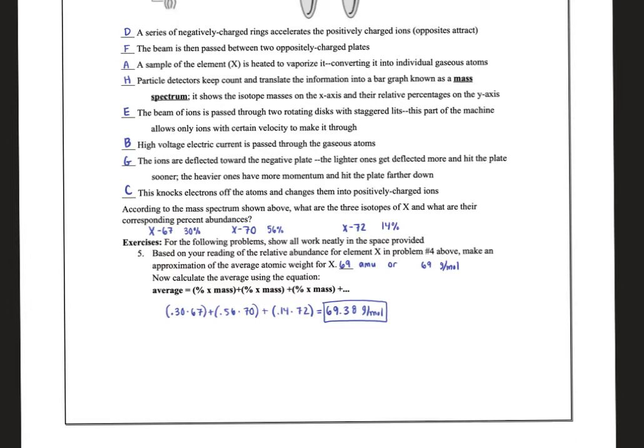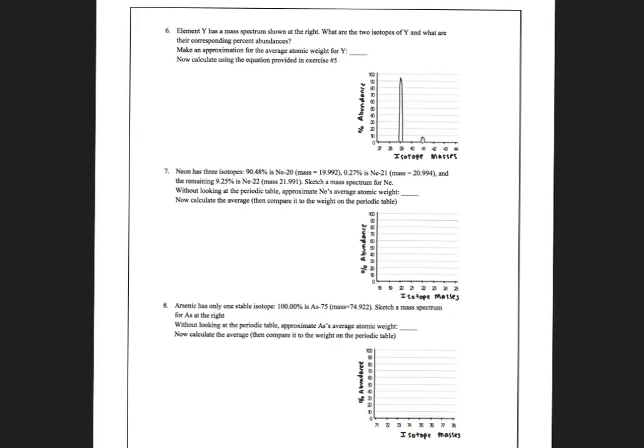grams per mole. So I used the graph to get the percentages and the mass numbers so I could do my average atomic mass calculation. All right, on the next page of your packet, you have 3 more of these problems that I want you to try. For all 3 of them, you have to predict without looking at the periodic table and without calculating. So just looking at either the graph or the numbers provided, you need to predict what the average atomic mass would be, and then you're going to actually calculate it.